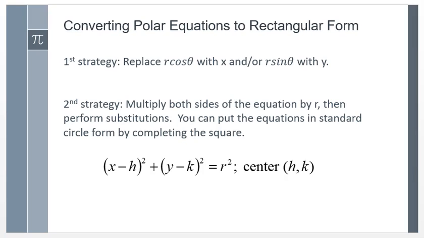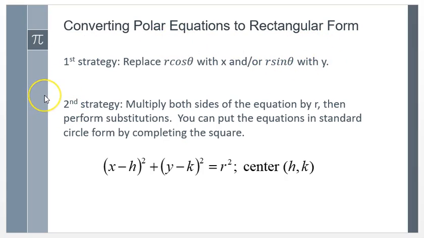The first strategy is to do substitutions. We've talked about some formulas that say x is equal to r cosine of theta and that y is equal to r sine of theta. So you can perform a substitution, replacing anytime you see r times cosine theta with x, or replacing r times sine of theta with y. That would get rid of your r's and thetas in your equation and change them into x's and y's, for example.